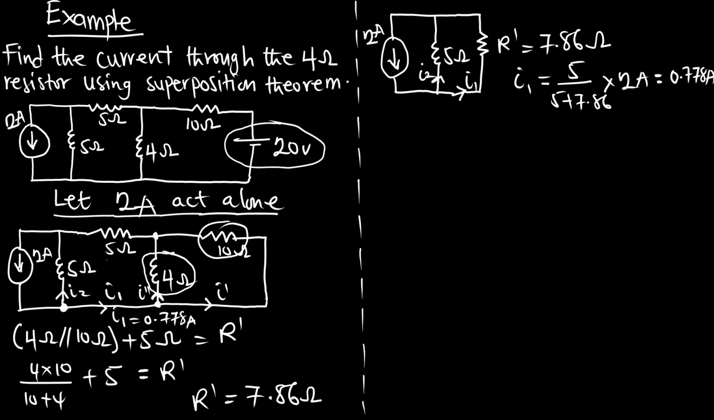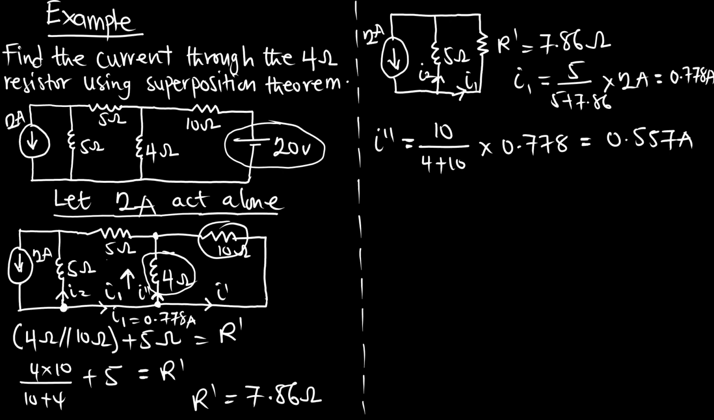With that too, we can use the current divider rule to find our current. The current through the 4 ohm is what we call I prime prime. That is going to be 10 on 4 plus 10, multiplying the I1 current coming, which is 0.778, and that is going to give us a current of 0.557 amperes. What is the direction? The direction of I prime prime is upwards.